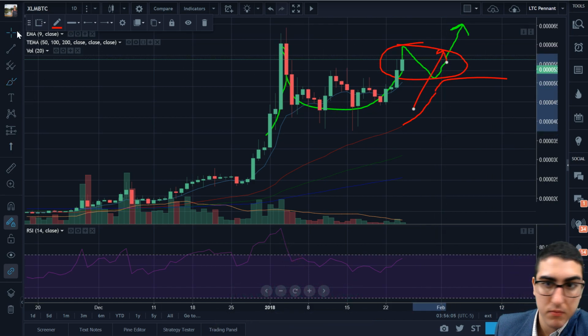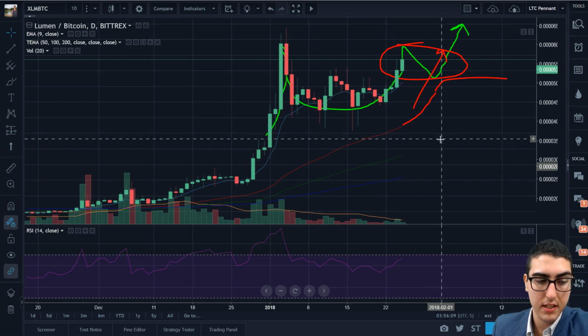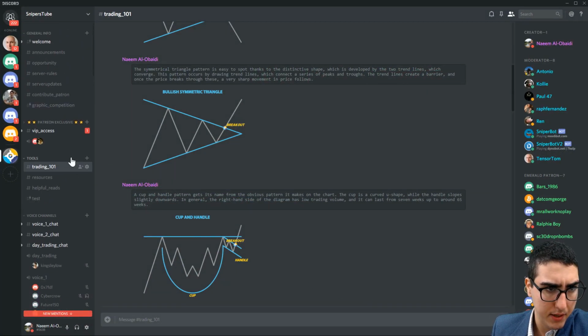But if this consolidates, what ends up happening is it gives time for this 50-day to start to catch up here. And then what did we say happens when that 50-day catches up? It pushes the price, right? And that's why you see breakouts.